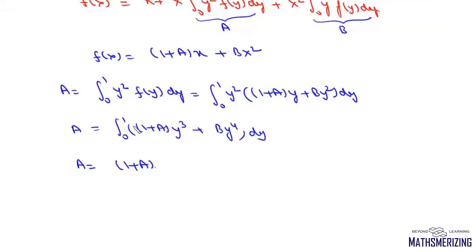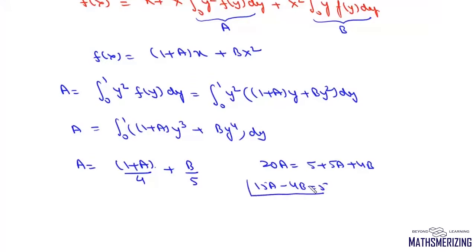Now here we'll put y as 1, so it will be simply 1 by 4, and then plus b y to the power 5 upon 5, and we'll put the value of y as 1 and 0. So we'll simply get b upon 5. So we can write this equation as 20a equals 5 plus 5a plus 4b. So this equation will be 15a minus 4b equals 5. So this is our first linear equation in a and b.